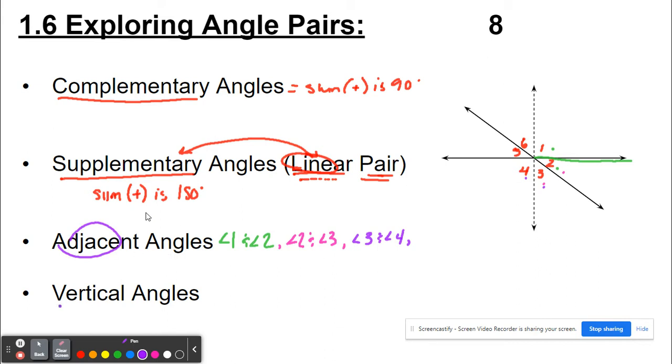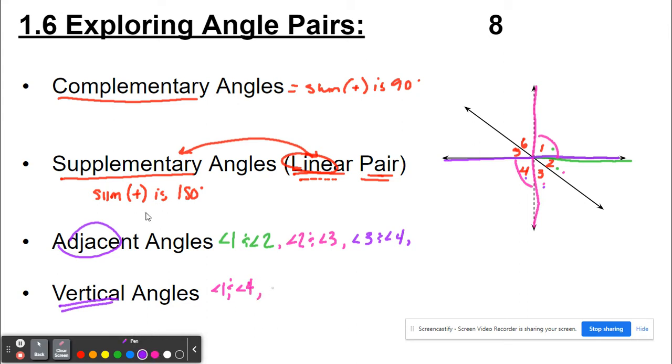The other term that's probably new is vertical angles. So vertical angles are angles that basically are formed by opposite rays. So like this ray and this ray go out this direction. New color. This ray and this ray go out in opposite directions. And these angles right here that are across from each other, those are vertical angles. So angle 1 and angle 4 are vertical angles.